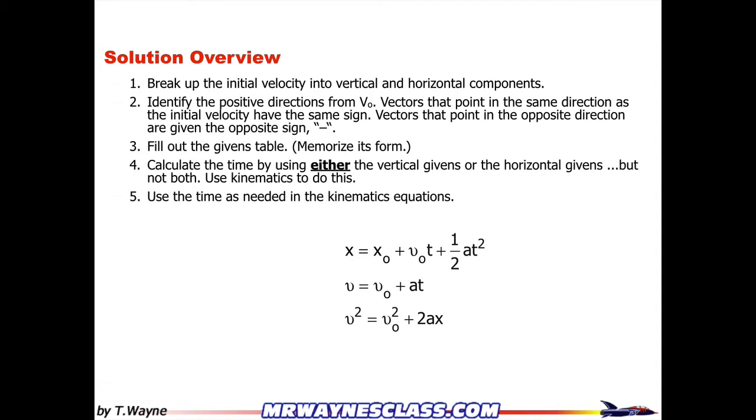When we do our problems, the initial position, we're always going to assume that it's 0 no matter how high you start or how low you start. So that means that x naught for us is always going to be 0, and that's going to make the math a little bit easier.